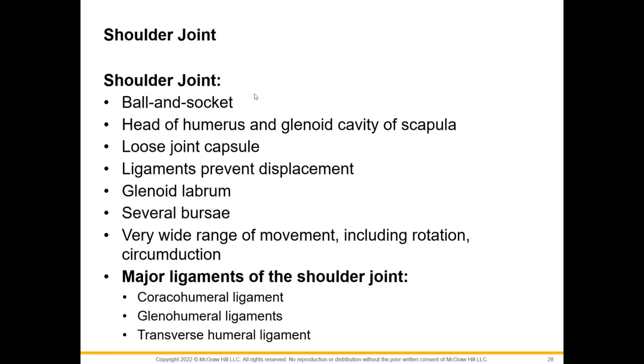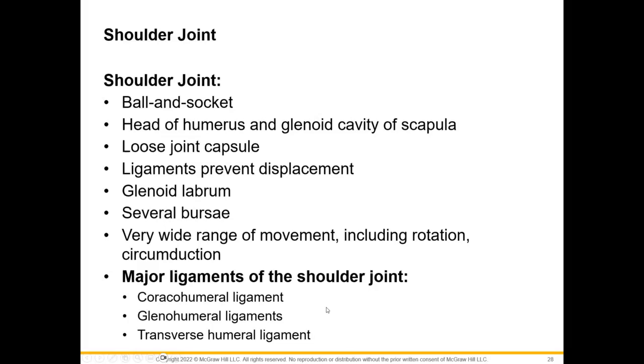It has a very loose joint capsule. It does have ligaments that connect bone to bone, so the ligaments prevent displacement. It has a glenoid labrum tissue. It has several bursae, and it has a wide range of movement, including rotation and circumduction.